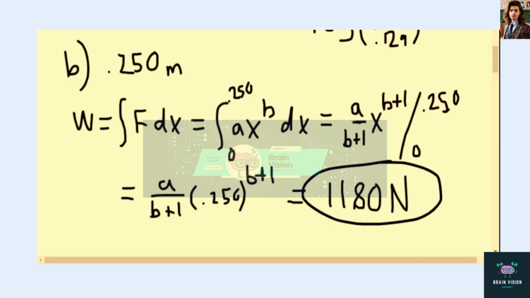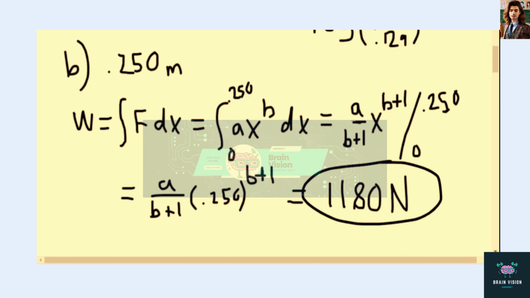Now I'm thinking, does that answer make sense? 13 centimeters would be 1,000 newtons. 31 centimeters would be 5,000 newtons. 25 centimeters is in between those two. It does seem like this number should be a little higher, but at least it is between the two.